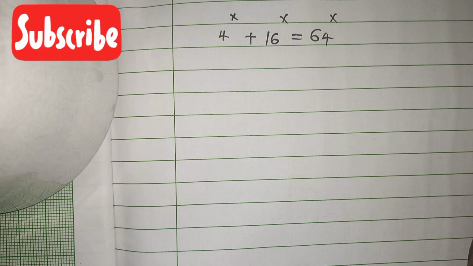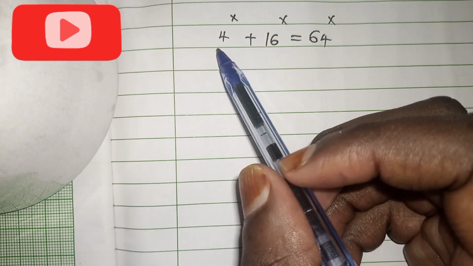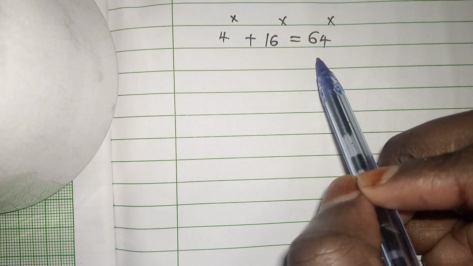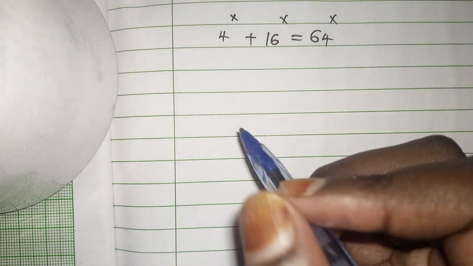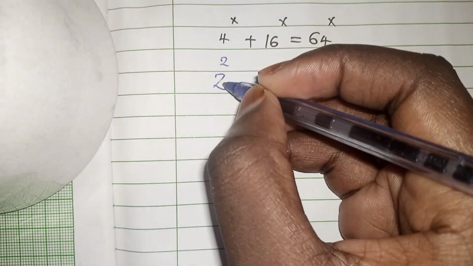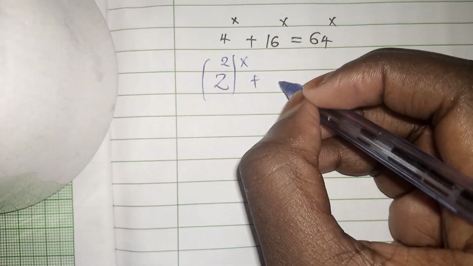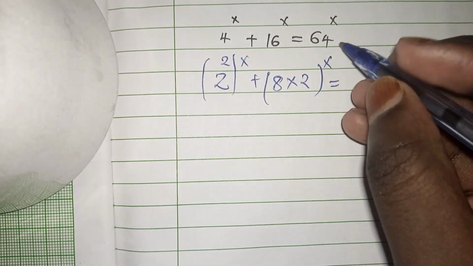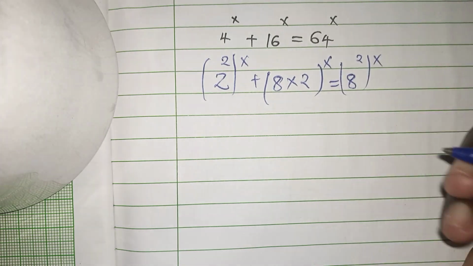So today I've brought you math, and I want us to solve this exponential equation given that 4 to the power of x plus 16 to the power of x equals 64 to the power of x. I want us to solve and get the value of x. So we'll begin by writing 4 as 2 to the power of 2, this is 2 squared is 4. All this to the power of x plus 16, I can write it as 8 times 2, all this to the power of x is equals to 64, it's 8 squared, 8 squared to the power of x.